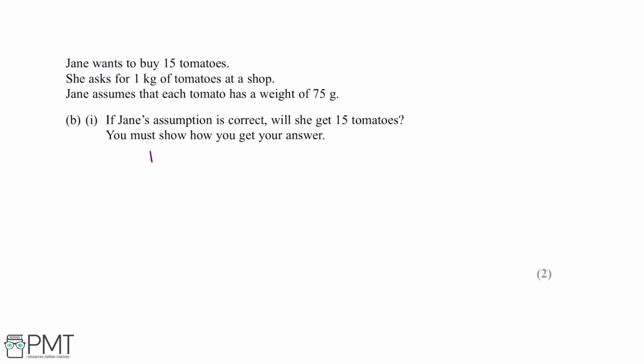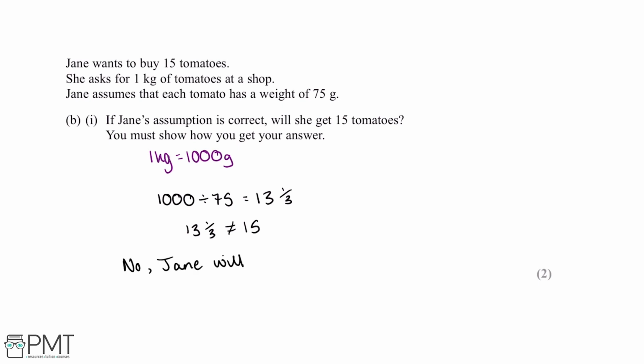So the first thing we need to note for this question is that 1 kilogram is equal to 1,000 grams. Now if Jane is correct, then if we do 1,000 divided by 75, we should get an answer of 15. So we can put into our calculator 1,000 divided by 75, and this should give us an answer of 13 1/3. Now 13 1/3 is not equal to 15, so therefore no, Jane will not get 15 tomatoes.